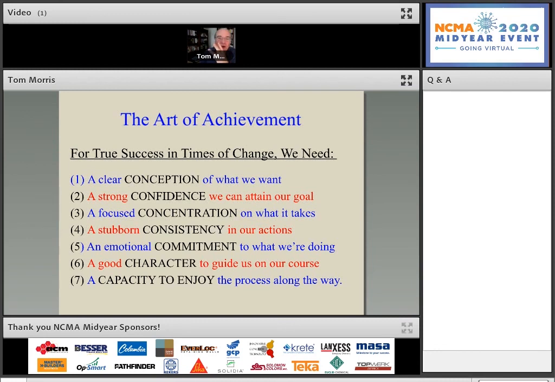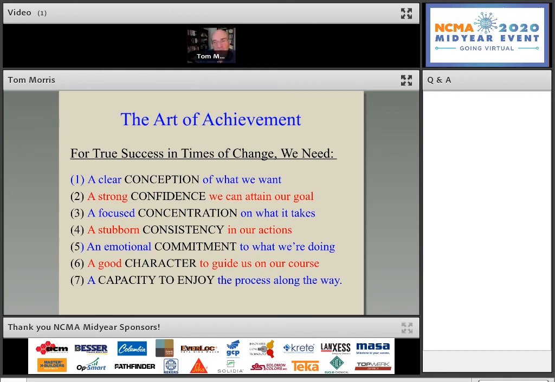Now, there's a third art, right? Art of self-control, the art of positive action, the art of achievement. Very quickly, and this is going to be on my website, which I'll give you in just a minute. You'll be able to see this to review it. So you have to write as fast as you possibly can right now. For true success in times of change, we need 7 things. And you can get this from philosophers throughout history.